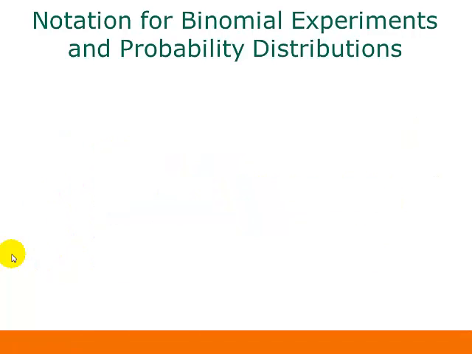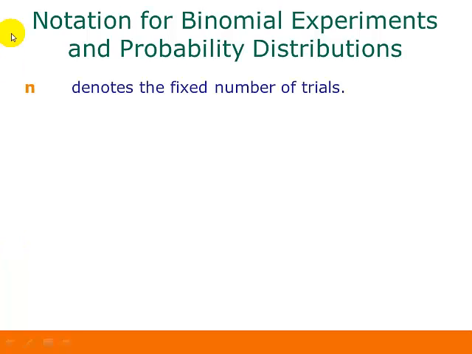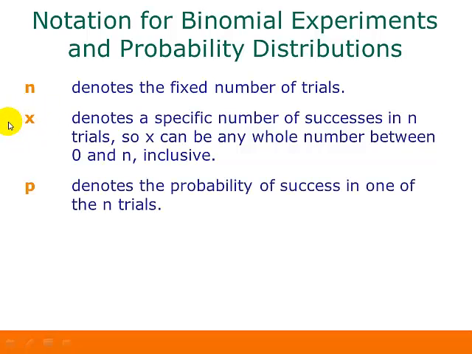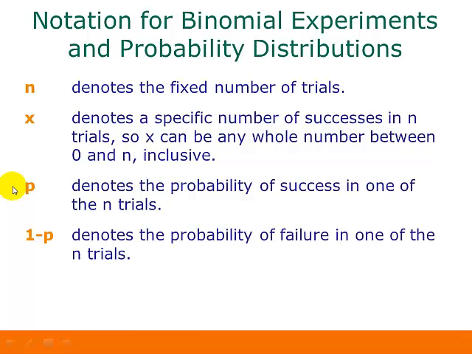Now, the notation for binomial experiments and probability distributions is this. N denotes the number of trials, which we said had to be fixed. X denotes a specific number of successes in N trials, which means that X can be any whole number between 0 and N inclusive. And X here is our discrete random variable. P, and this is a lowercase p, denotes the probability of success in one of the N trials. 1 minus p denotes the probability of failure in one of the N trials.